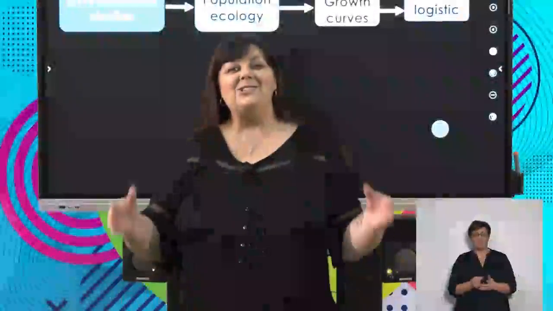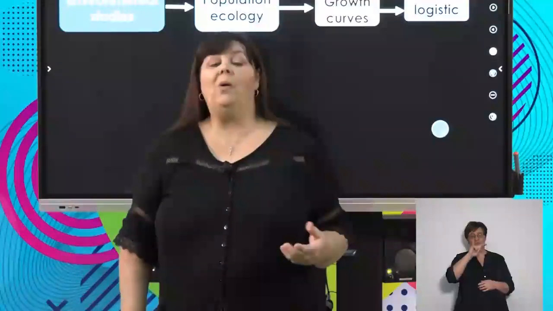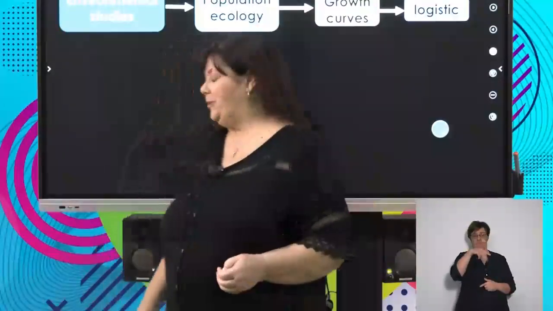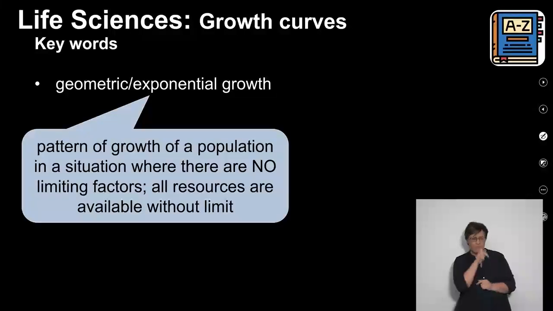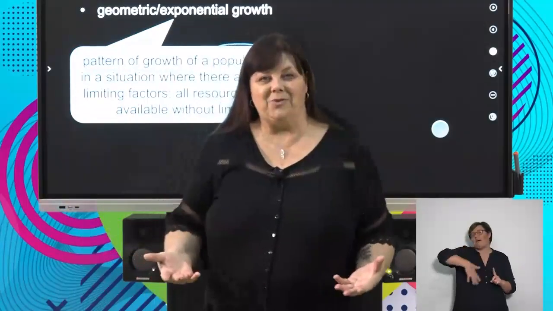Welcome back. Let's launch straight into this section of work on geometric or exponential growth. If we were to define what we mean by geometric or exponential growth, we're going to see that it's a pattern of growth. And the situation is that our population is living in a wonderful area where there are no limiting factors. Right, so this is kind of the ideal situation.